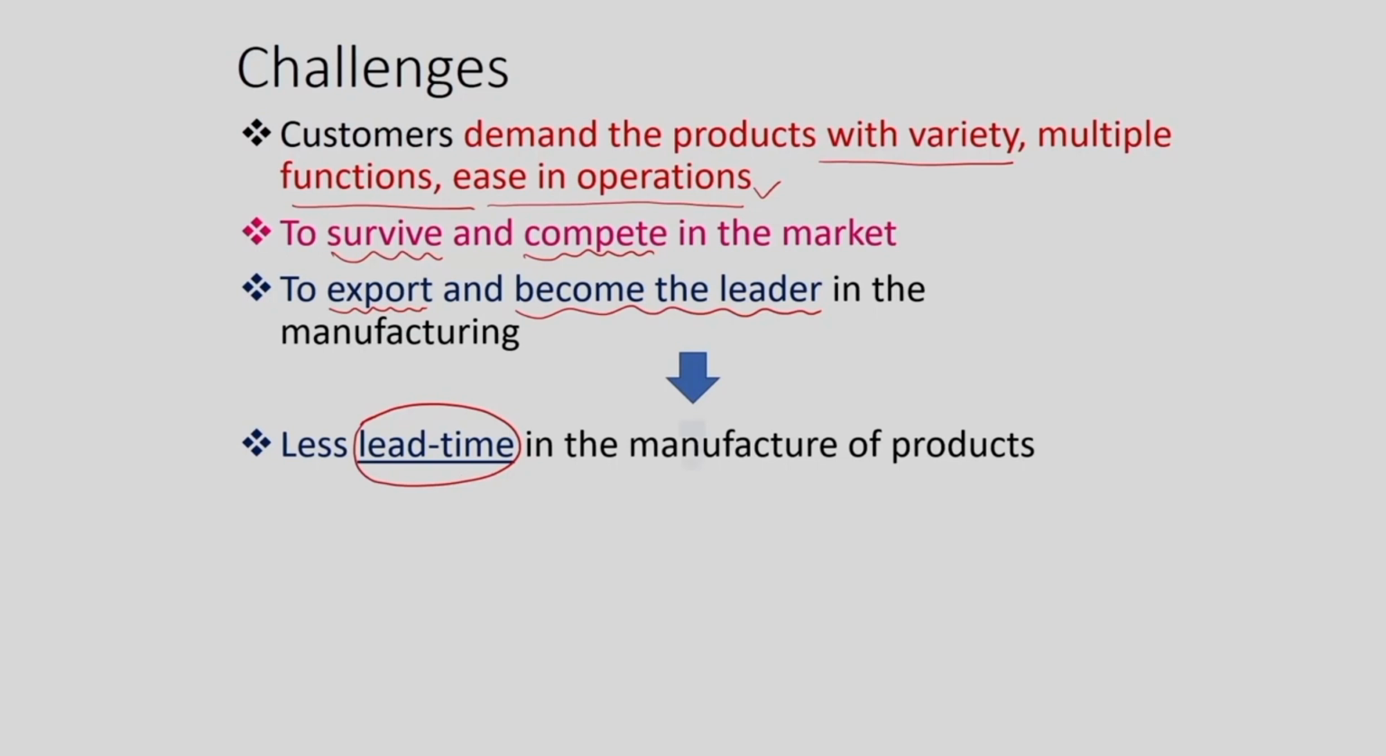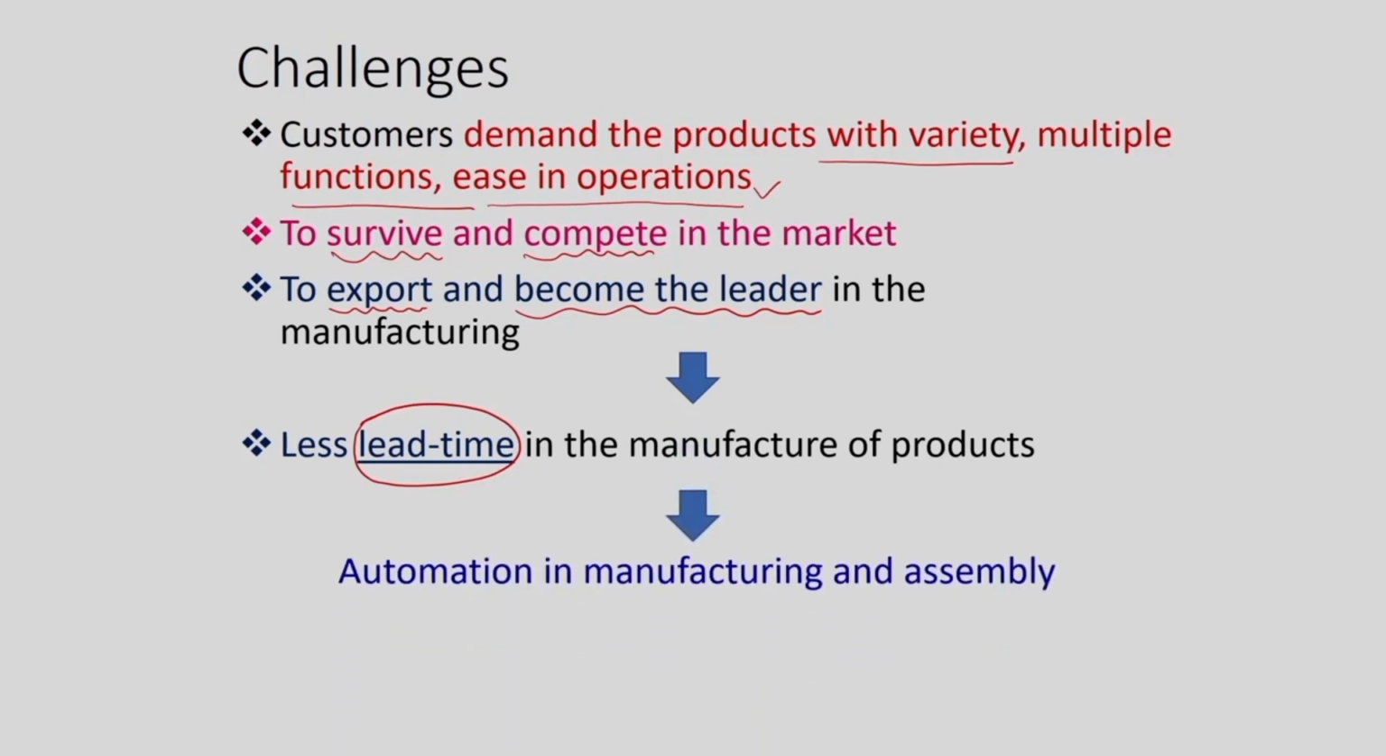So, to achieve this, we have to go for automation in manufacturing and assembly. In addition to automation in manufacturing and assembly, we should have effective and quick communication. The automation in manufacturing and efficient and quick communication, that is Industry 4.0, or it is part of this manufacturing concept which is now prevailing in the industry.